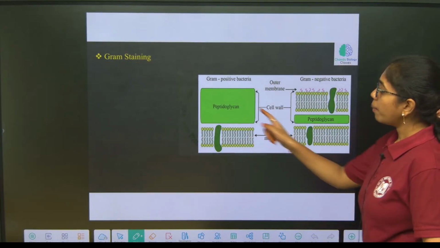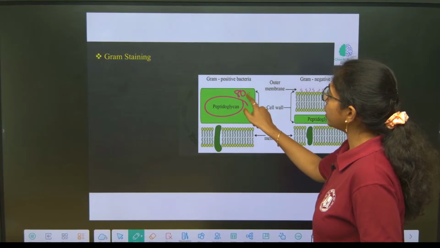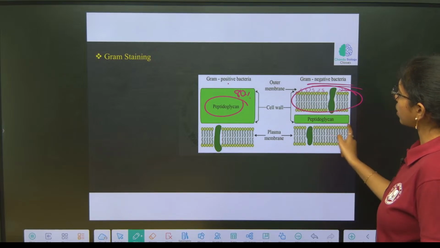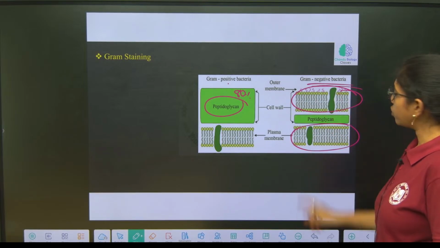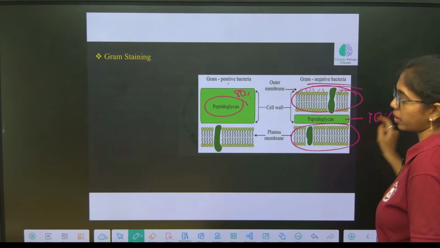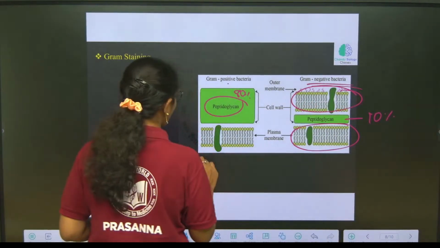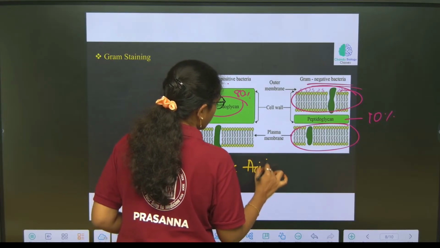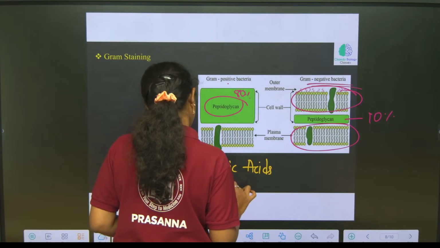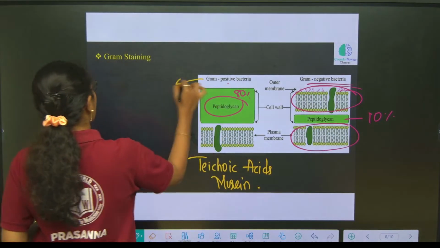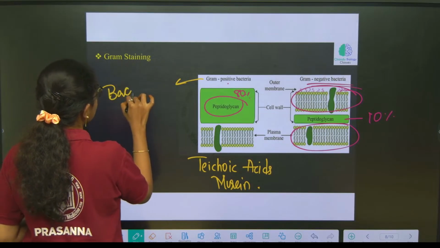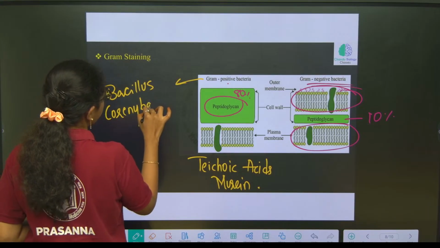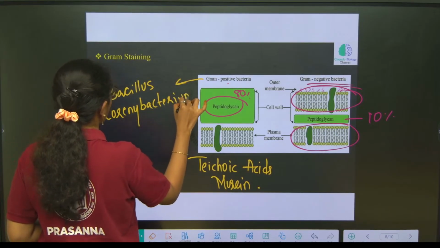So what I told you: peptidoglycan is around 80% in gram positive bacteria. In gram negative bacteria, most of it is composed of what? Lipopolysaccharides only, and peptidoglycan is just 10%. And gram positive bacteria is rich in what? Teichoic acids and murein. The best examples for gram positive bacteria include Bacillus, Corynebacterium, Clostridium.